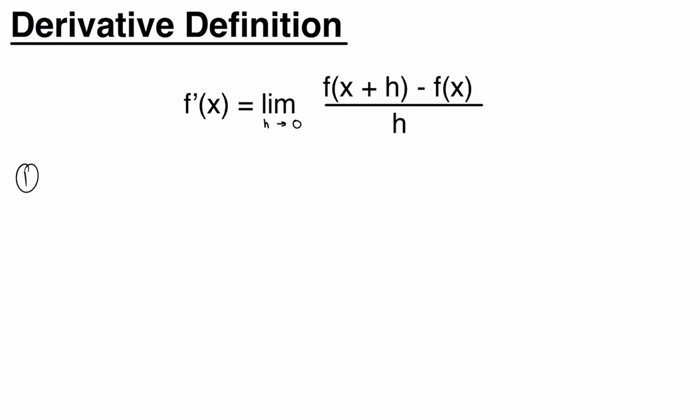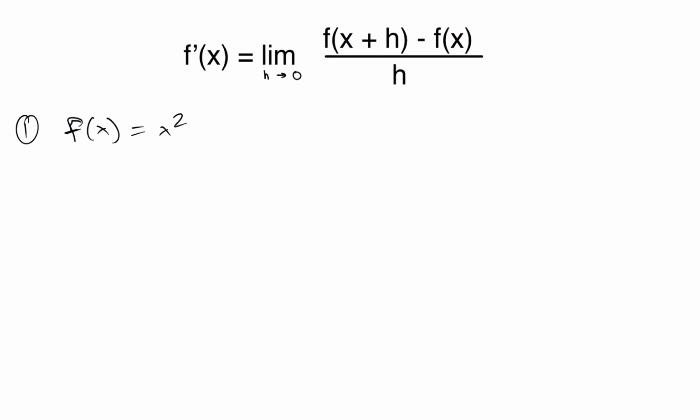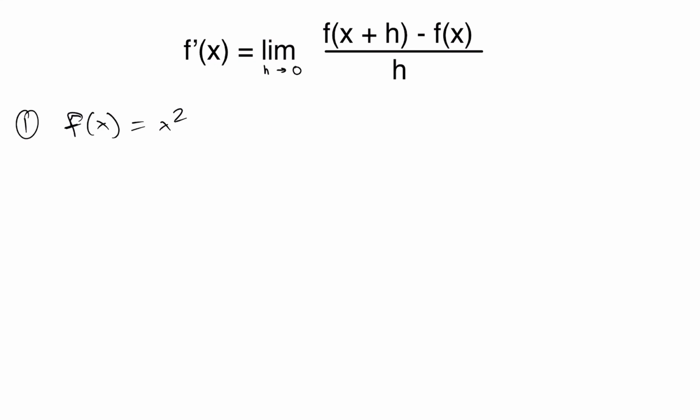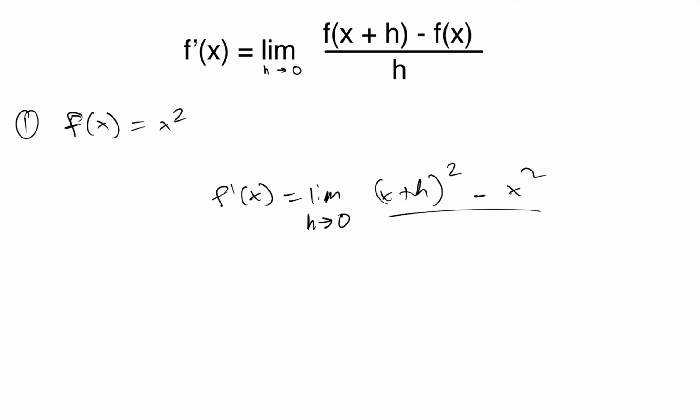Let's say I were to tell you to find the derivative of f(x) = x squared. What would you do? Simply, you'd plug that into this equation. So f'(x), the derivative of f(x), is equal to the limit as h approaches 0 of (x + h) squared minus x squared, all over h, and then we would expand the numerator out.